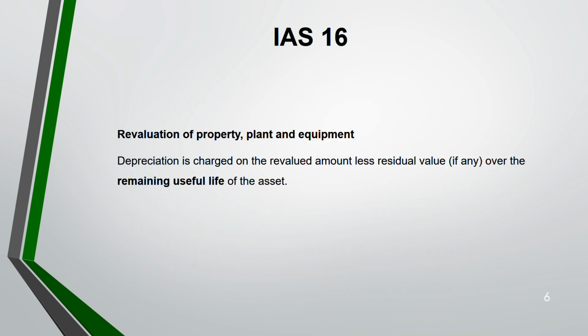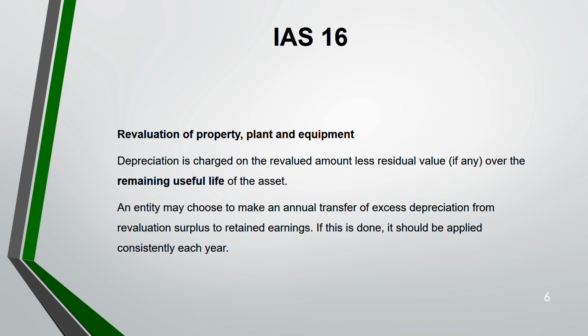Now, depreciation on a revalued asset. The depreciation charged on your revalued asset is the revalued amount minus the residual value over the remaining useful life of the asset. That's how you get the depreciation on a revalued asset. And because your asset has been revalued, now depreciation will be more. So that excess depreciation you can transfer from revaluation surplus to retained earnings. There's a choice that the entity can make. If it is done, it has to be done consistently each year.